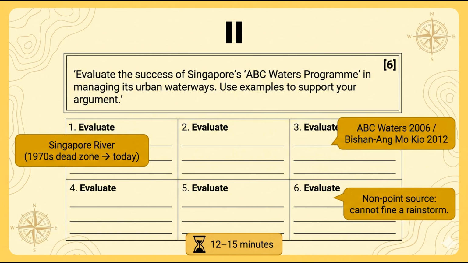3 pieces of evidence to use: the Singapore River transformation from dead zone to living river, the ABC Waters program launched 2006 with bioswales and the Bishan Ang Mo Kio Park 2012 example, and the non-point source limitation. You cannot fine a rainstorm. 12 to 15 minutes. Continuous prose, not bullet points. Pause now. When you are ready, unpause and I will walk through the model answer.